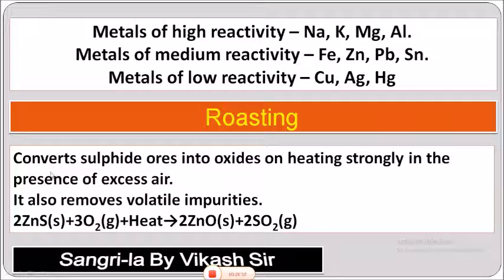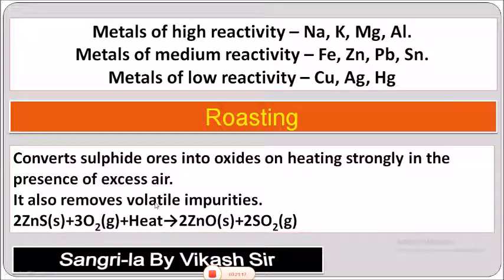Roasting is to convert sulfide ores into oxide by heating strongly in the presence of excess air. Roasting means heating, and we follow the process of roasting especially for sulfide ores. Roasting is done in the presence of oxygen, so it converts sulfide ores into oxide on heating strongly in excess air, and it also removes volatile impurities. Volatile impurities means those substances which are easily vaporized.